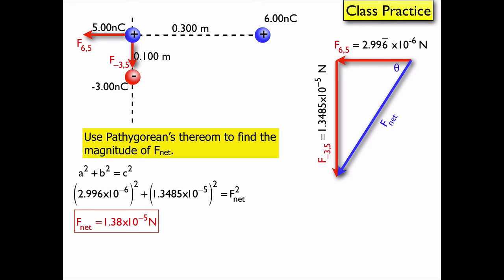That's the magnitude. And the direction is found using trig. Tangent theta is equal to opposite over adjacent, so tangent theta is equal to 1.3485 times 10 to the negative 5 newtons divided by 2.99666 repeating times 10 to the negative 6 newtons. And when I take the arctangent of this, I get 77.5 degrees. So there's magnitude and direction.